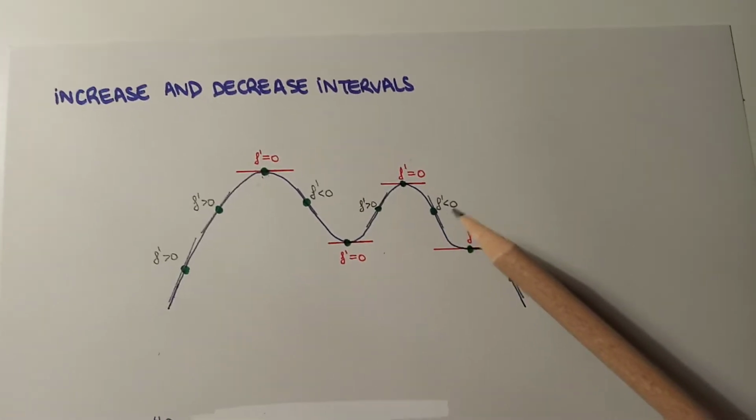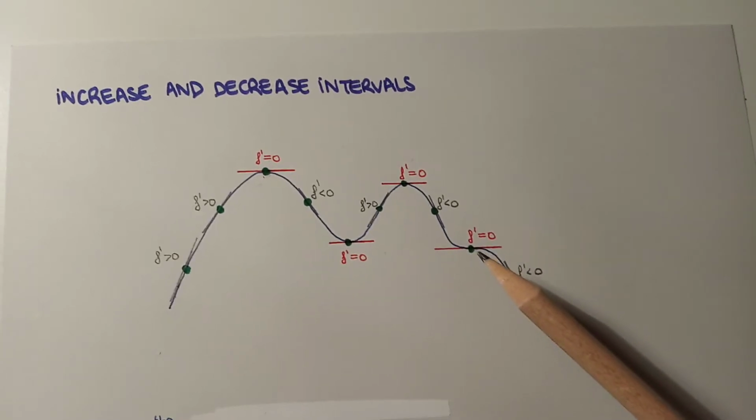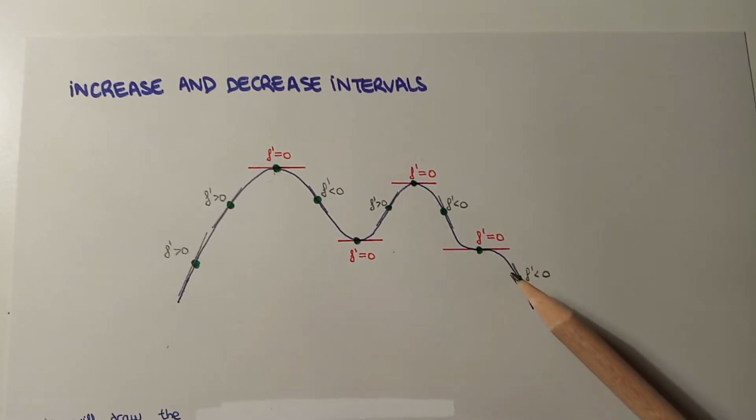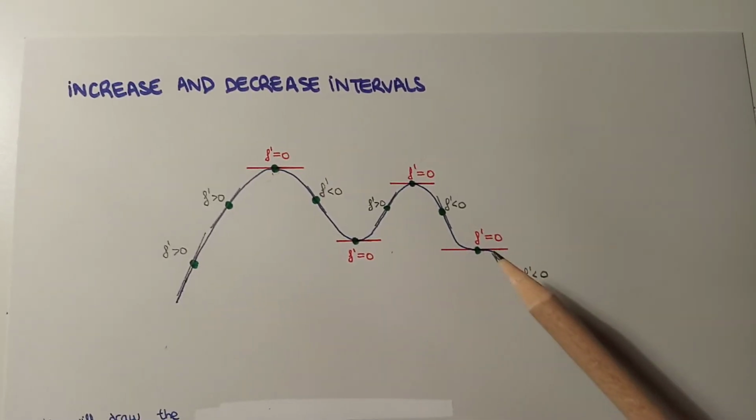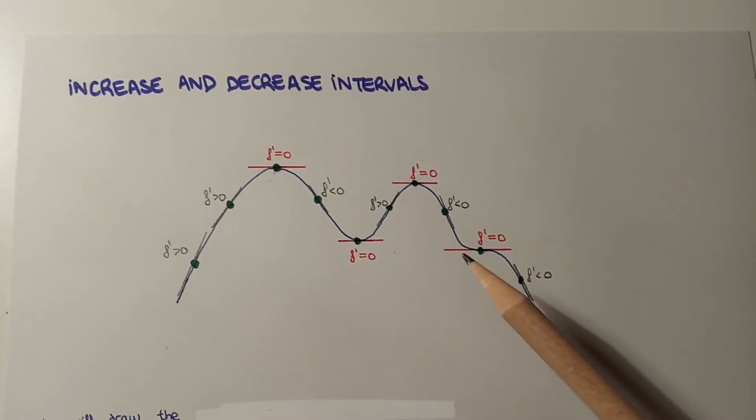so f prime is negative, smaller than 0, decreasing until it stops a little bit over here, but there's not really a change because it continues decreasing again. But the tangent line here is horizontal, that's why I've colored it in red.